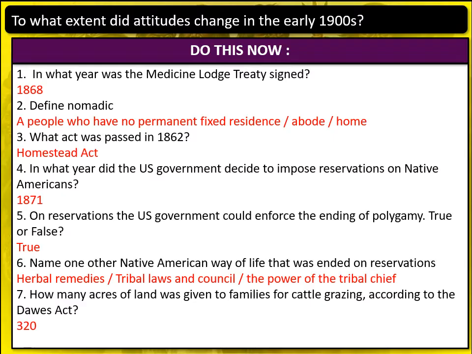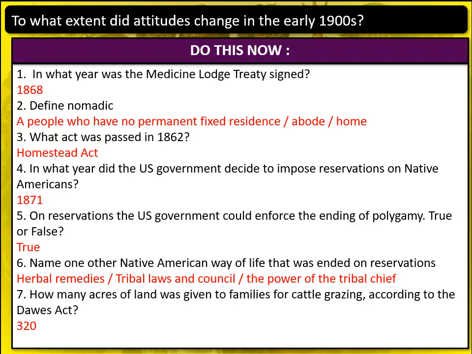Number 3, what act was passed in 1862? That's the Homestead Act. And then 4, in what year did the US government decide to impose reservations on Native Americans? That's 1871. In 1869, they'd made the decision to no longer negotiate treaties with Native Americans, and from 1871, reservations will be imposed. 5, it's true, polygamy was banned on reservations. This is all part of the Americanization or assimilation process, getting these Native Americans to conform to American culture and standards.